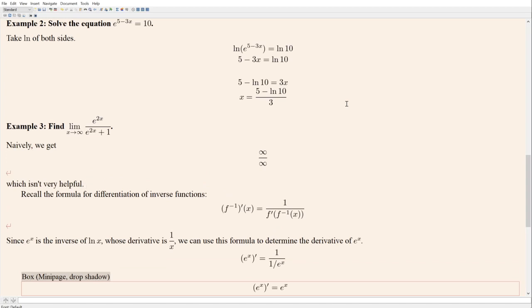Right? Infinity over infinity by itself doesn't mean anything. It's neither infinity nor not. So that symbol is meaningless. So instead, one thing that we can do is divide the top and the bottom by e to the 2x. And let's see what happens.